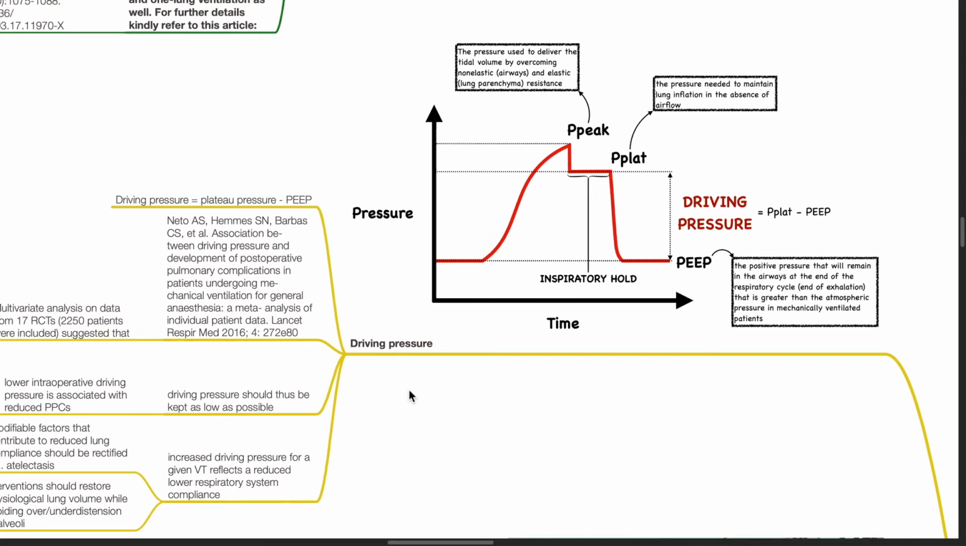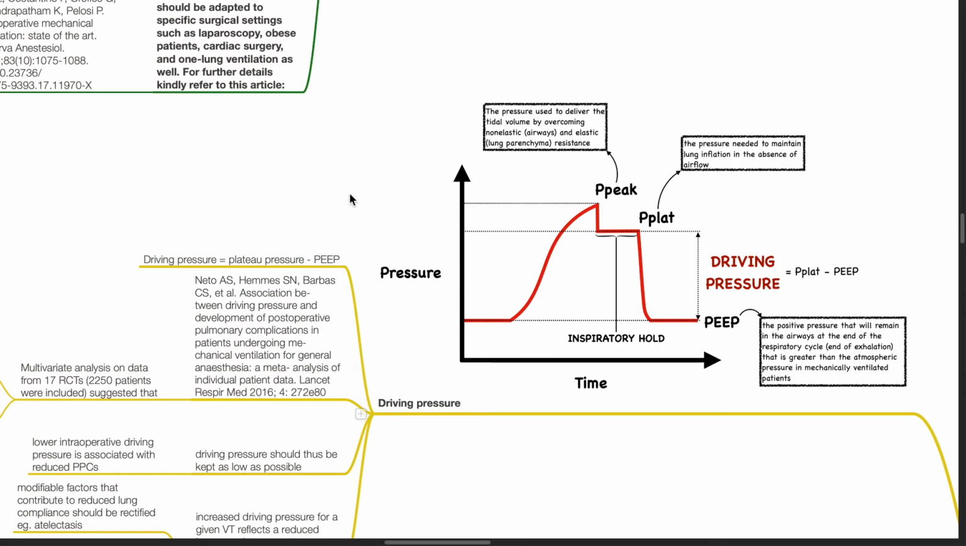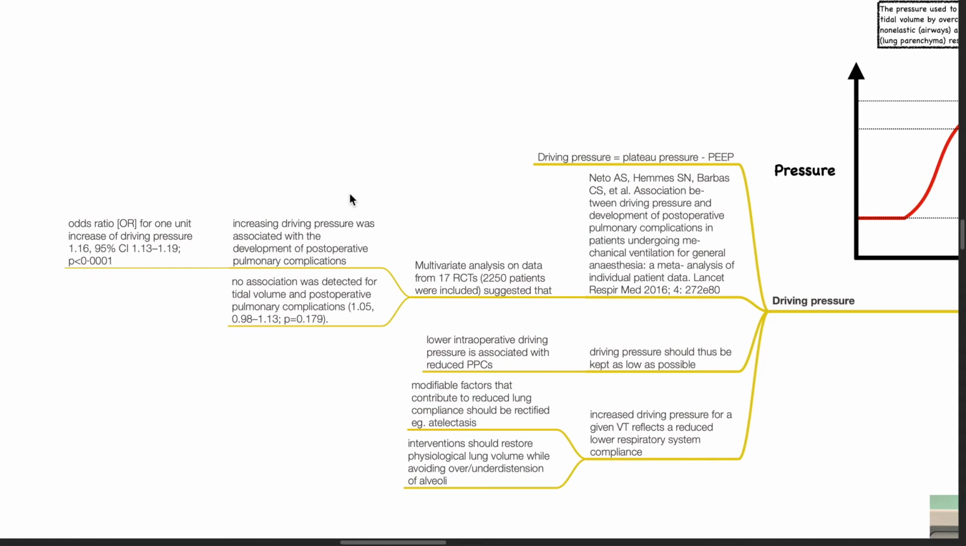Driving pressure. Driving pressure equals P plateau minus PEEP. A study by Neto AS in 2016, which is a multivariate analysis on data from 17 RCTs, including 2,250 patients, suggested that increasing driving pressure was associated with the development of post-op pulmonary complications. No association was detected for tidal volume and post-op pulmonary complications. Driving pressure should thus be kept as low as possible without causing inadequate ventilation.